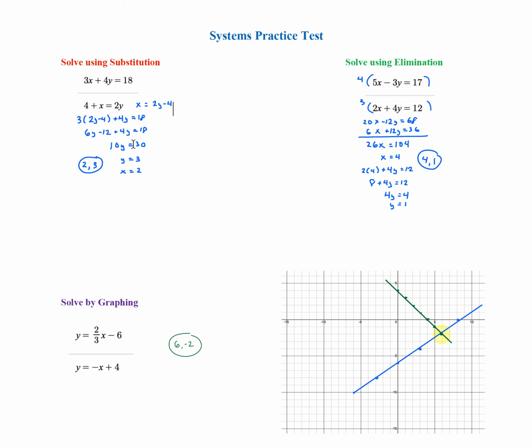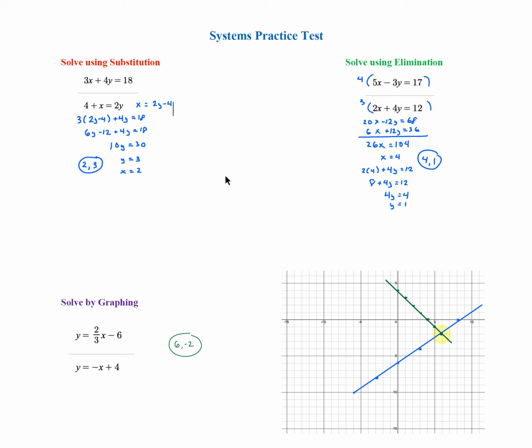You just get 10y equals 30, divide by 10 and get y equals 3, and then you can go right back up and put in a y value of 3. 2 times 3 minus 4 is 2, and then you have the solution to the system, the point (2, 3). You could check your answer if you wanted to, plug it back into both of the original equations, and you can show that it is the solution.